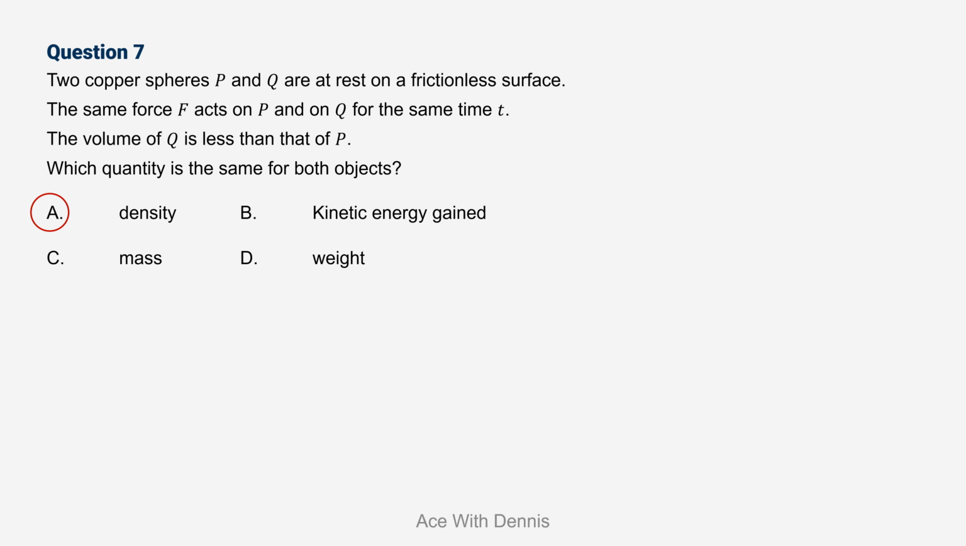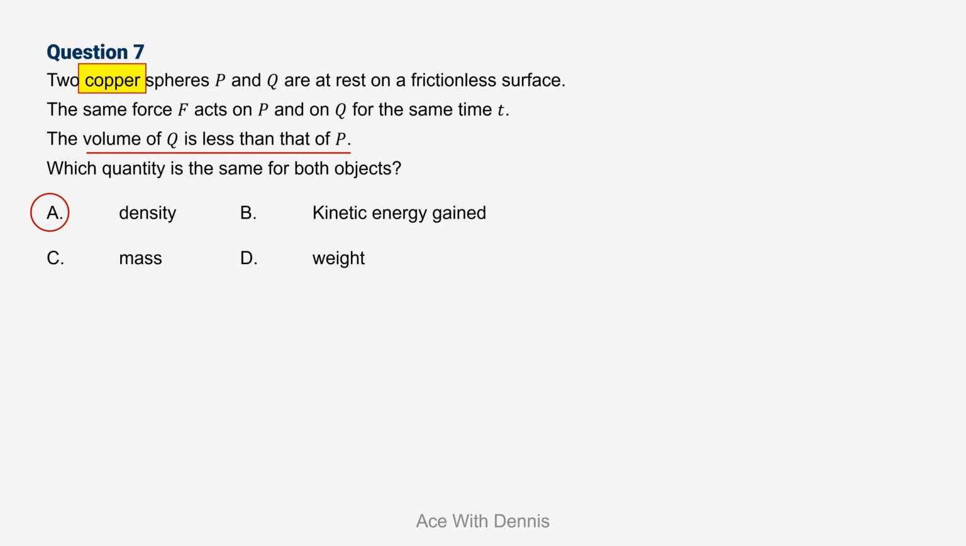The answer is A. Density. The reason is because both the spheres P and Q are made out of the same material, which is copper. So the material will determine the density of an object regardless of whether it is a big size or small size. Alright, so the density will always be the same as long as both spheres are made out of the same material. Now, how about the rest?